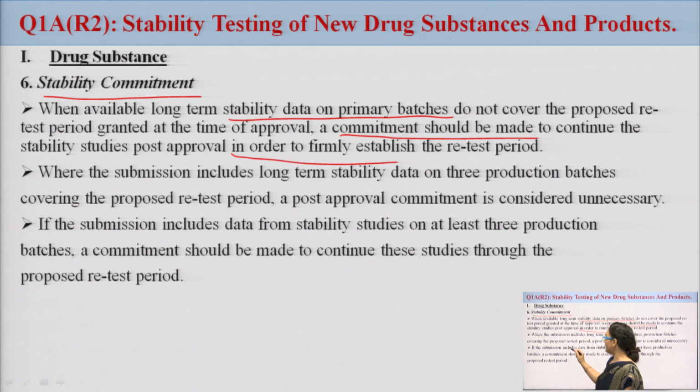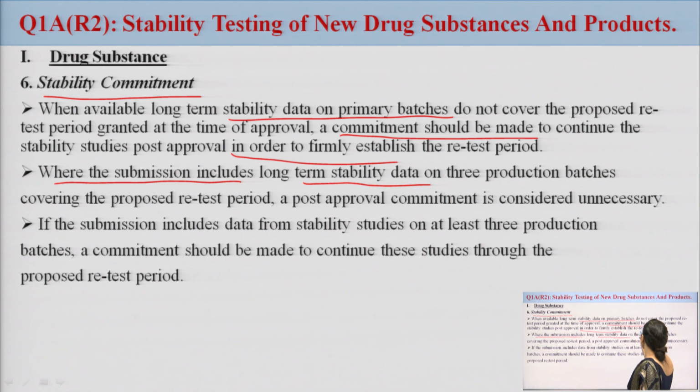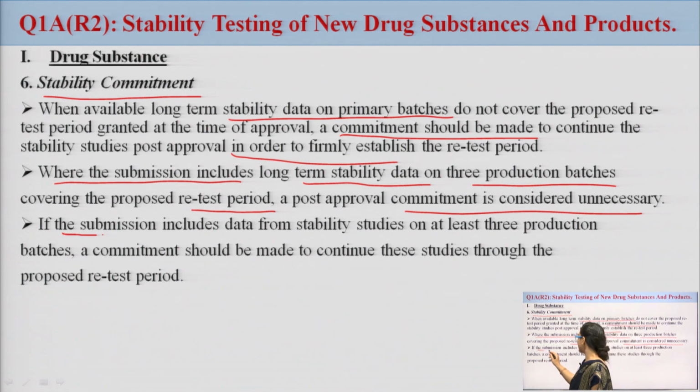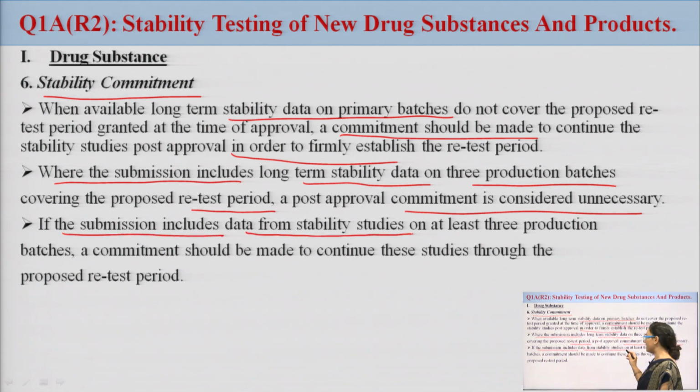Next thing is where the submission includes long term stability data on 3 production batches covering the proposed retest period, a post approval commitment is considered unnecessary. If the submission includes data from stability studies on at least 3 production batches, a commitment should be made to continue these studies through the proposed retest period.